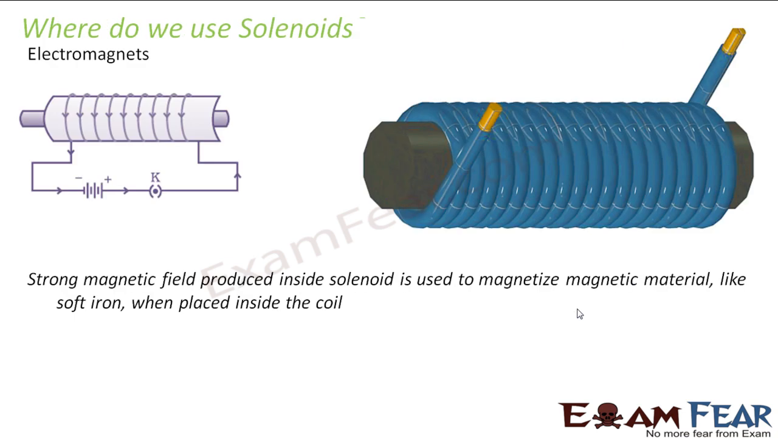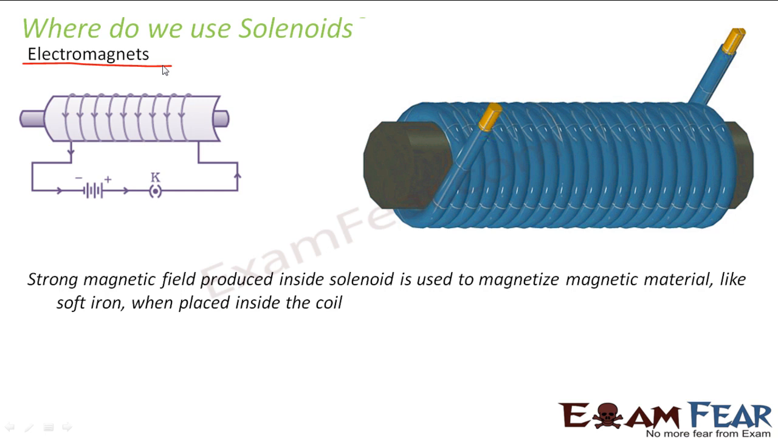Now let us see, where do we actually use these solenoids? What are their applications? One of the most important applications is in electromagnets. What are electromagnets? They are specific kinds of magnets which are extremely useful for practical purposes, like in electric motors or electric generators. We often use these kinds of electromagnets. So solenoids are actually used in electromagnets.